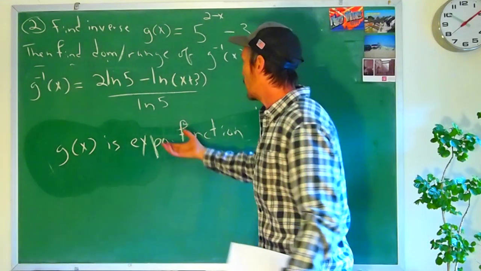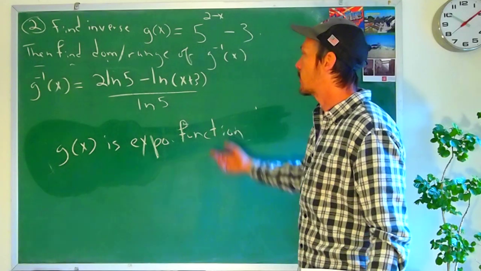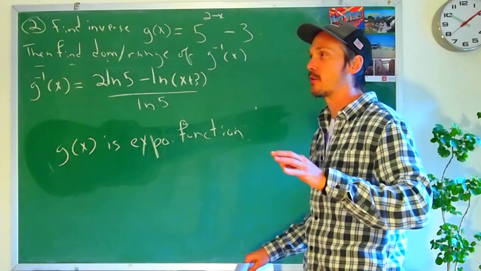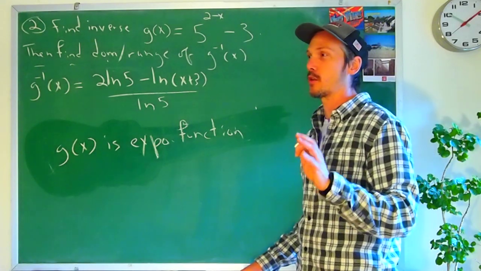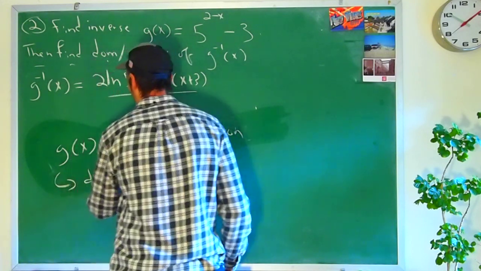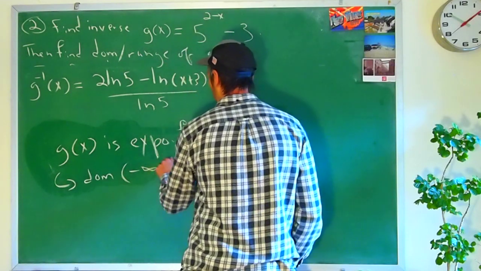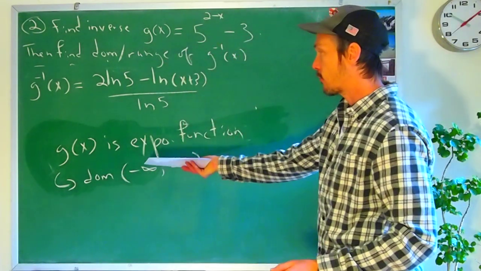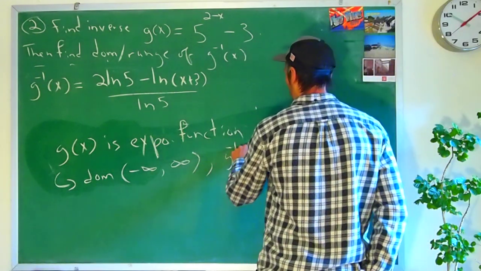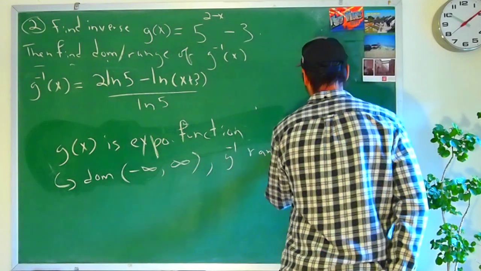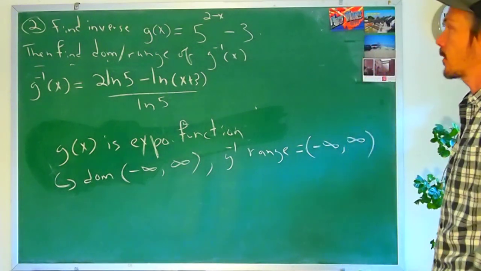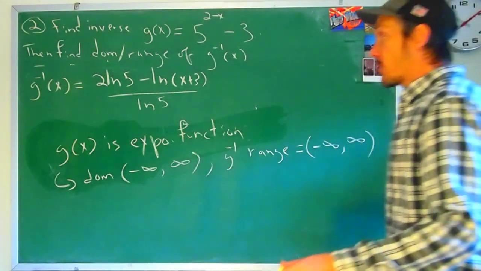But the point is that if it's just a simple exponential function like this, then the domain is all real numbers. Exponential functions always have all real number domains unless there's some kind of transformation that has changed that. So exponential functions, domain, all real numbers. That's negative infinity to positive infinity. And so therefore that is the range of G inverse. So G inverse has range negative infinity to positive infinity. So that takes care of the range.